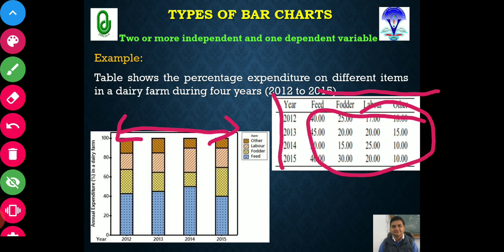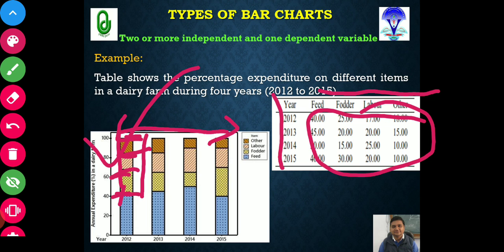And out of this 100, how much is for feed? So suppose for feed it is 40. So at the 40, this blue line is for feed. So it will go up to 40. Then for fodder it is 25. So 40 plus 25, up to 65. Then 17 for labor. So 65 plus 17, 82 for labor. And what about others? So 18. So 82 plus 18, up to 100. So this is how the percentage bar chart is prepared.